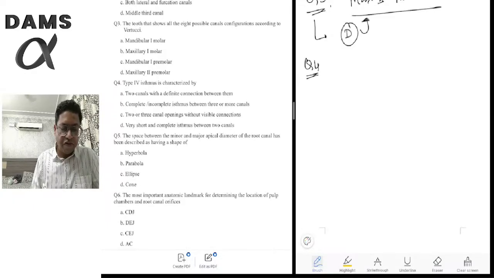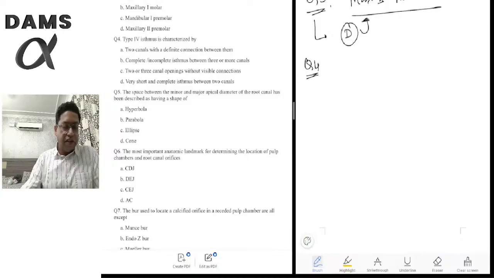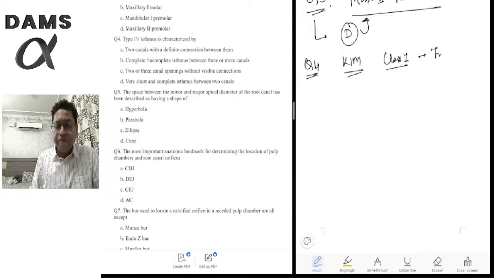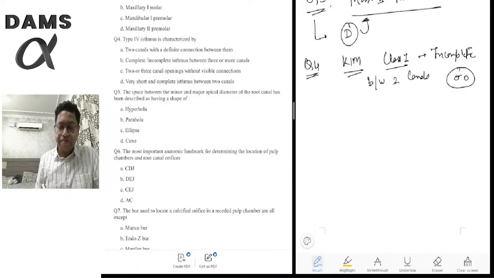Coming over to question number 4. The type 4 isthmus is characterized by... Another straightforward question. They are asking you about the classification of isthmus. If you remember, Kim classified isthmus into 5 classes. The class 1 isthmus is an incomplete isthmus between 2 canals. So in the single root, there would be 2 canals and an incomplete isthmus between them.